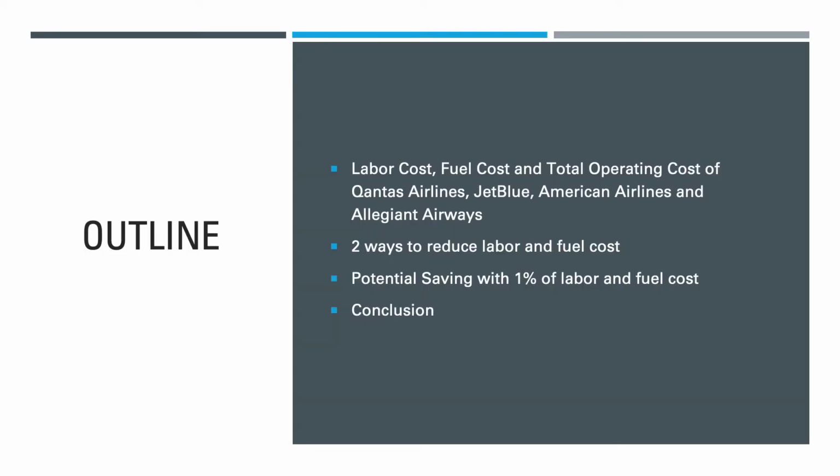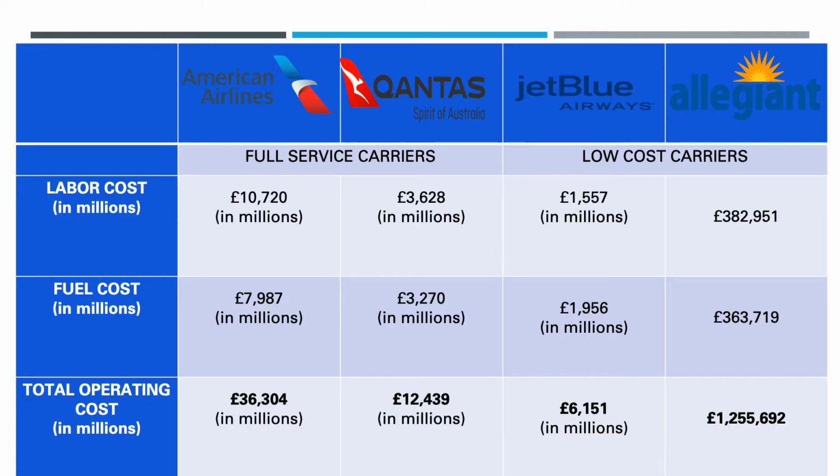Here is the outline. Firstly, I will mention labor cost, fuel cost and total operating cost of some airlines. After that, we will get a quick look at the ratio of labor cost and fuel cost to the total operating cost. And I will talk about ways to reduce these costs and finally potential saving with 1% of labor and fuel costs.